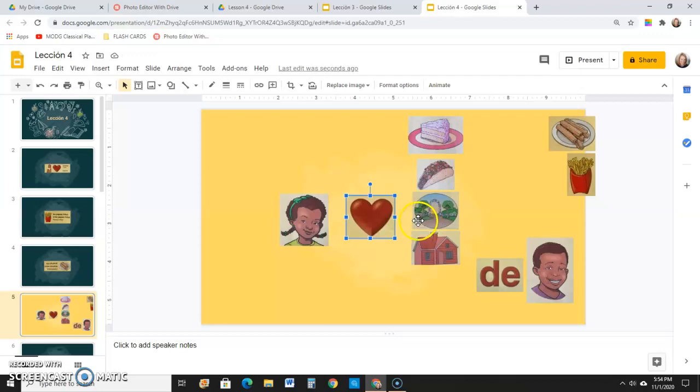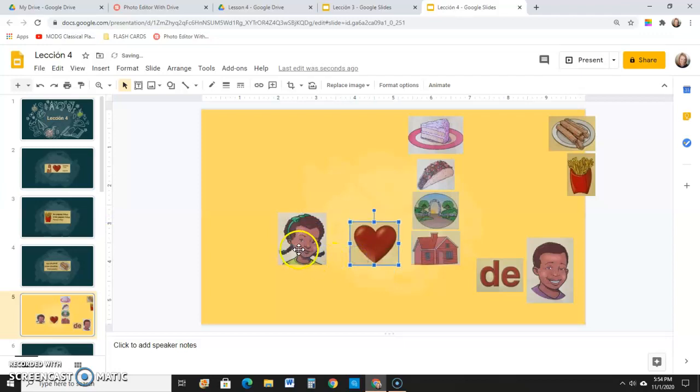Did you notice that we said el parque instead of al parque? Because el parque means the park. Al parque means at the or to the park. Muy bien. A Rosa le gusta la casa de Pablo. Muy bien. So Rosa likes the house of Pablo or Pablo's house.